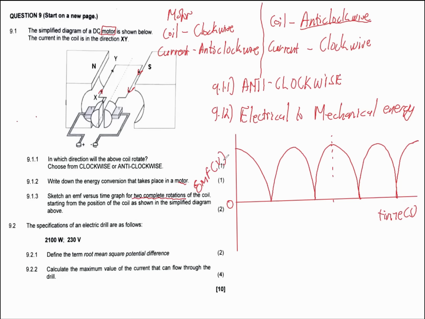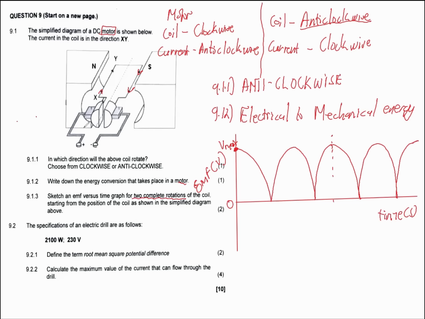EMF in volts. There we go. So these are 2 complete cycles. It started here because it is at the horizontal position. At the horizontal position, that's where we have the maximum, right? That's where we have the maximum voltage. So maximum voltage all the way like that. And then just like this, it has formed 1 cycle. Again, it repeats the same shape for another cycle. Okay, so 2 marks for that.